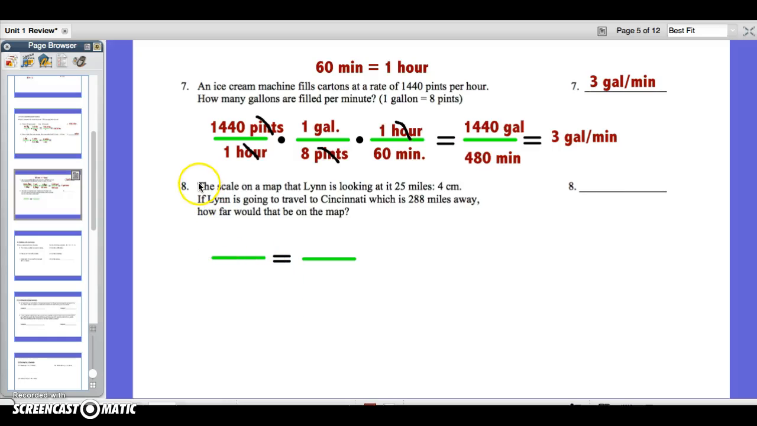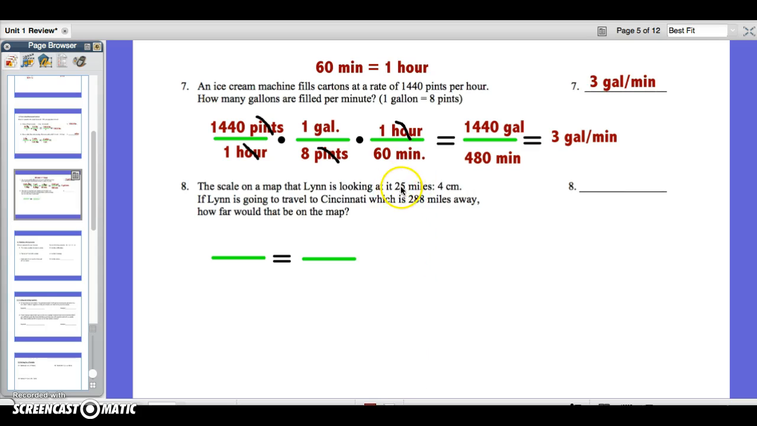This question is more of a scale and a model question. So we talked about actual over model a lot in class. We're going to read this question and use a proportion to solve. The scale on a map that Lynn is looking at is 25 miles for every 4 centimeters. If Lynn is going to travel to Cincinnati, which is 288 miles away, how far would that be on a map? So the map that she's looking at is what it's talking about.